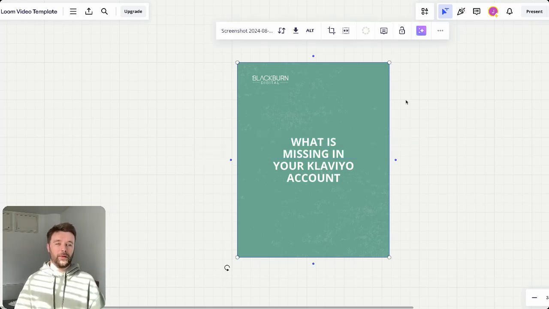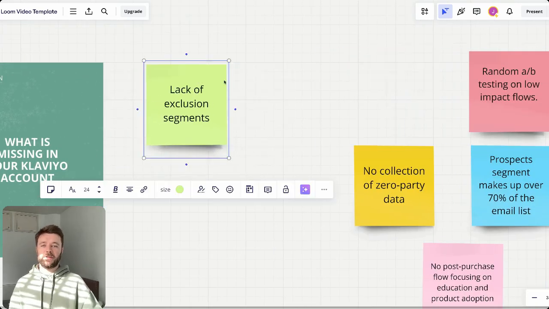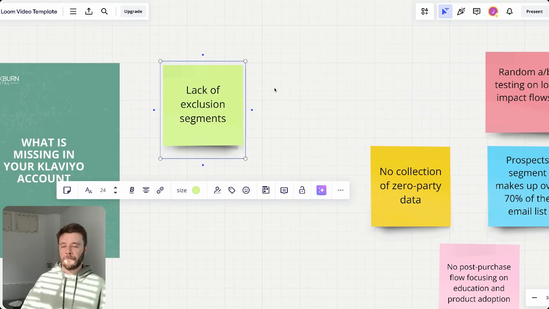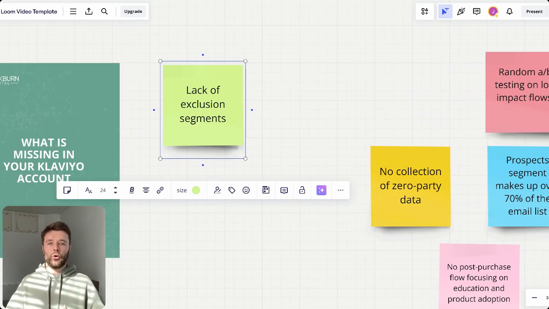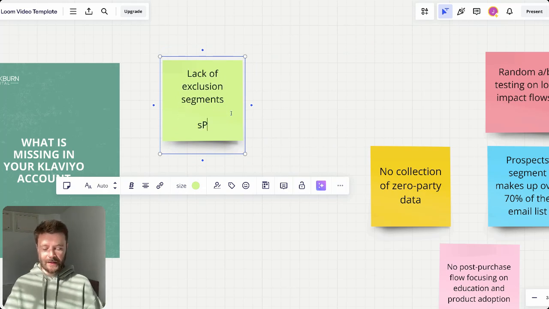So, number one, if we move into this, lack of exclusion segments. So, what does that mean? Segments are who you send your audience to. And a lot of the times we only really hear about 180-day engaged, 90-day engaged, and that's inclusion segments, but not exclusion segments. So exclusion segments might be a segment like spam trap, for example.